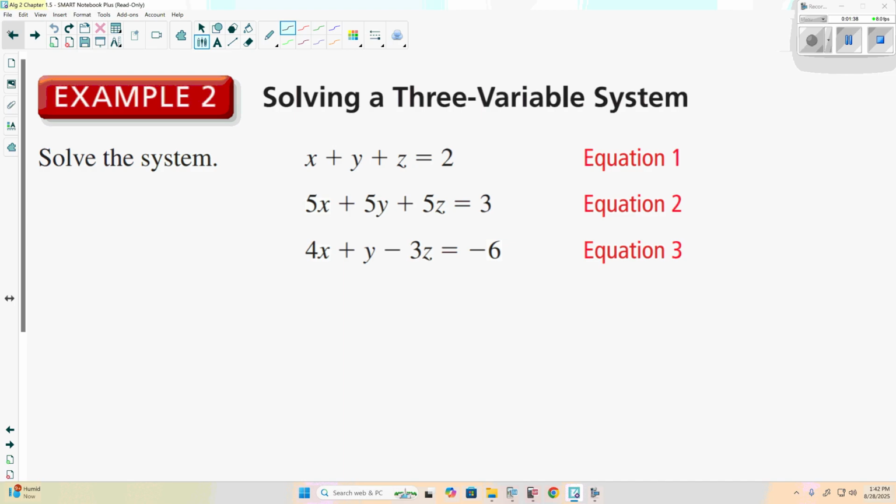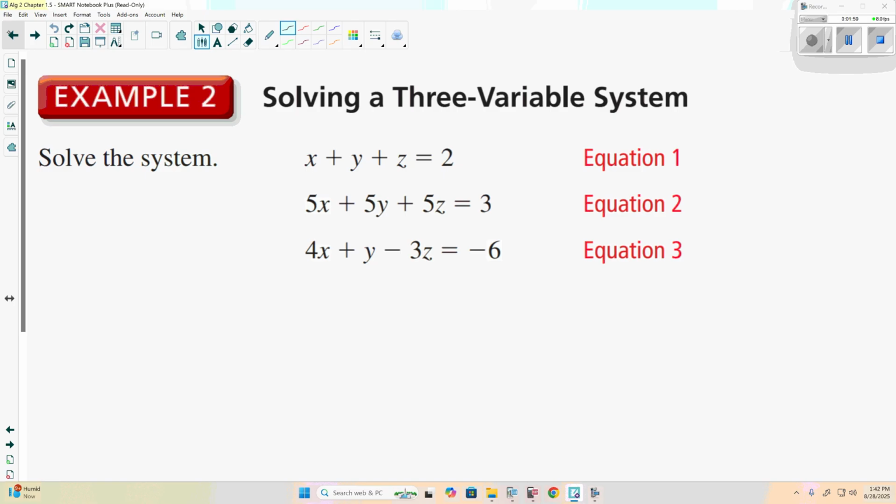Because in the first one, we have 1x, 1y, 1z. So with that, I can easily turn that first x into 5x or 4x. With y, we can easily turn that y into 5y or just y. And with z, we can easily turn that 1z into 5z or 3z. Which one do we want to eliminate out of all 3 first?